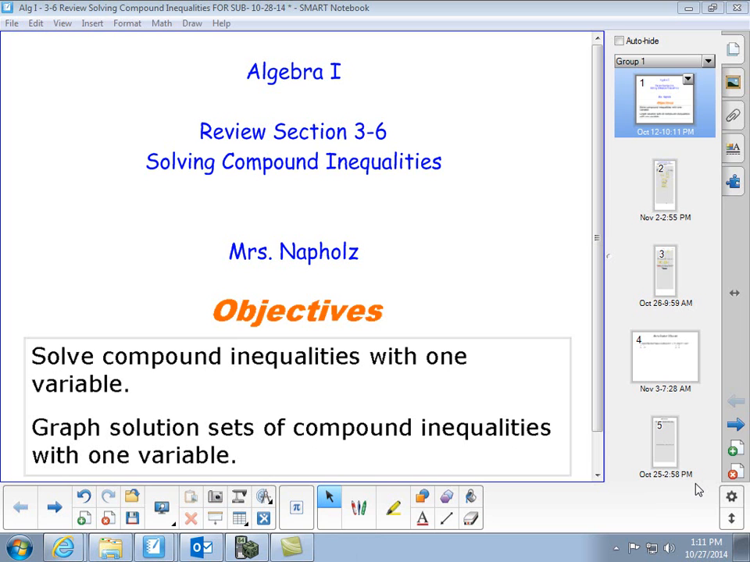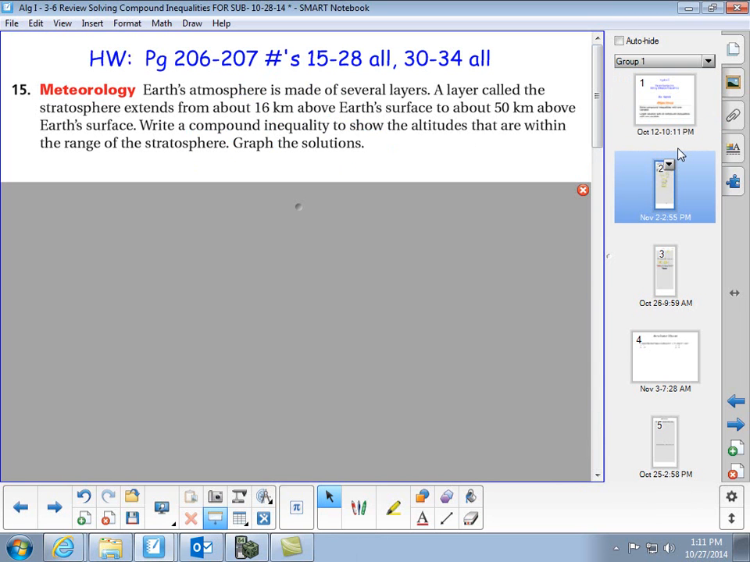At this point, you should have your homework out. That was on pages 206 to 207, numbers 15 to 28 all, and 30 to 34 all. It was over compound inequalities. At any point, if you need the video stopped, please ask the sub and he will stop it.